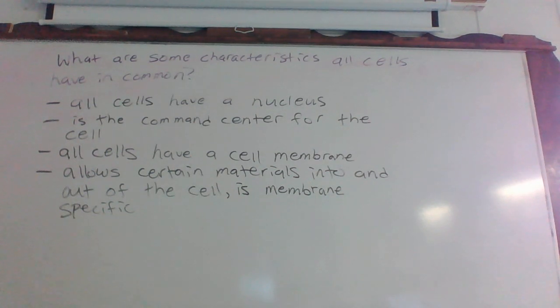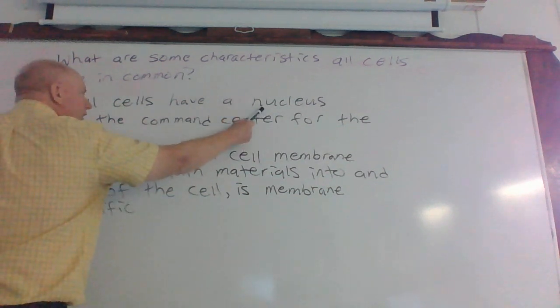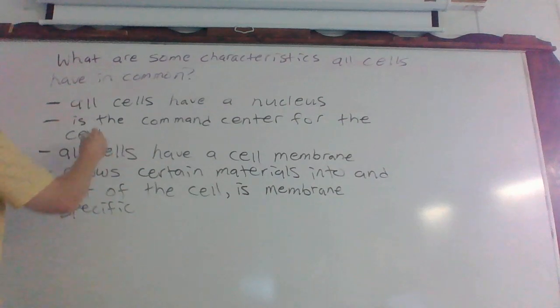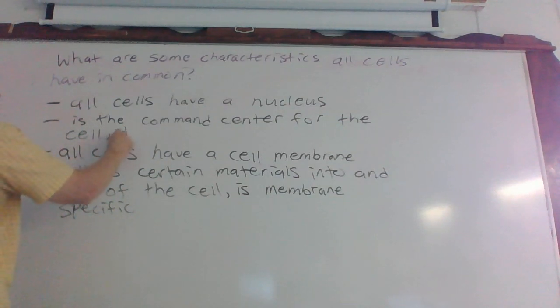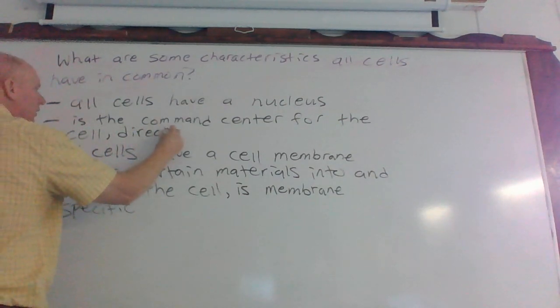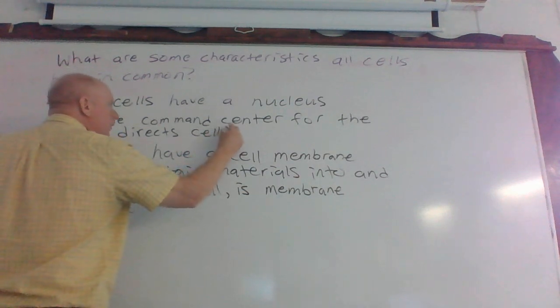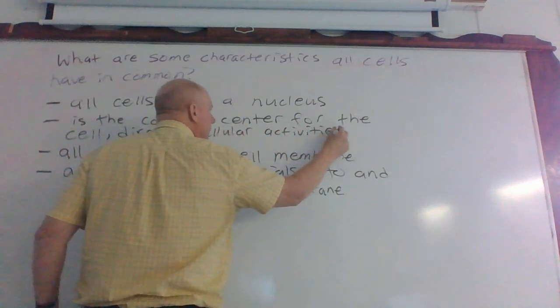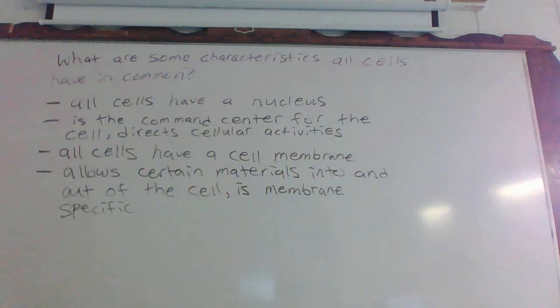So we've got two of the three main characteristics. Again, our nucleus, what does it do? It directs the cellular activities. So we'll include that. Directs cellular activities. Okay, I just included that just now, as you can tell. So we've got our nucleus, we've got our cell membrane, and then finally our cytoplasm.